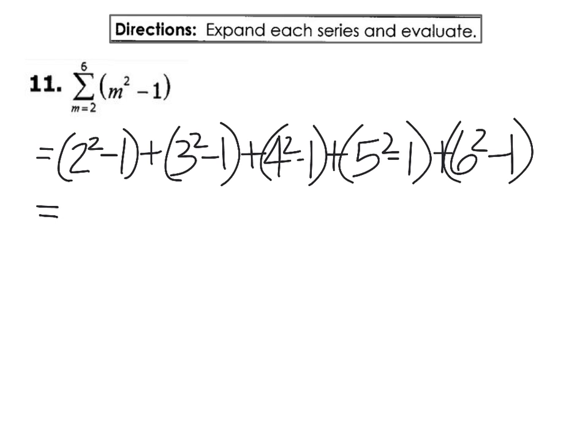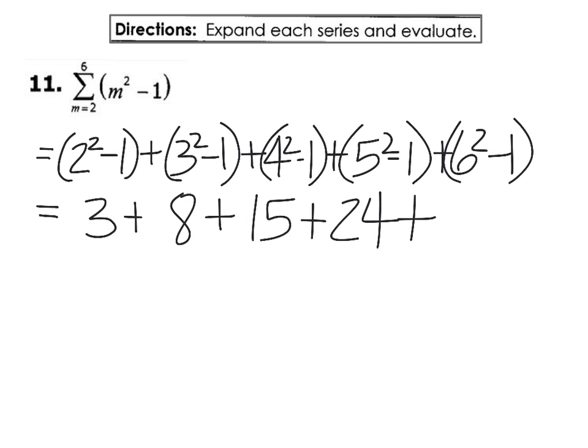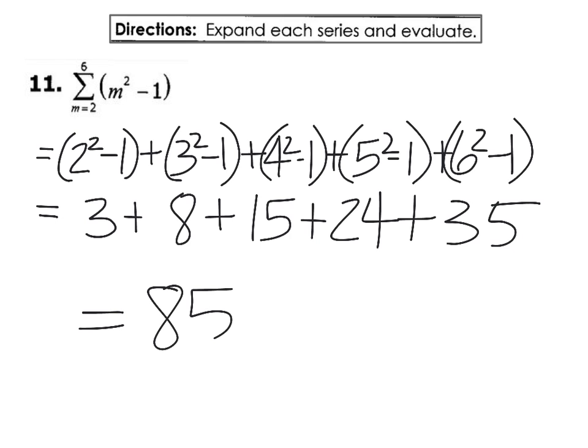All right, so 2 squared gives us 4. 4 minus 1 gives us 3. 3 squared gives us 9. 9 minus 1 gives us 8. 4 squared is 16, minus 1 gives us 15. 5 squared gives us 25, minus 1 gives us 24. Then we've got 36 minus 1 gives us 35. Then we just add them all together. Final answer is 85.